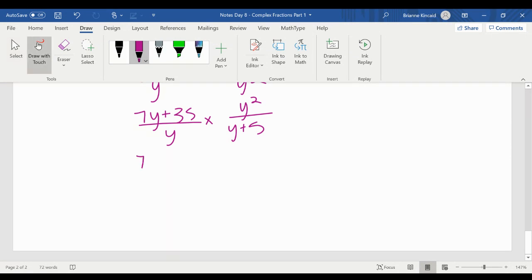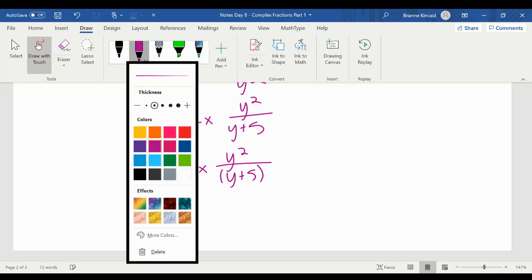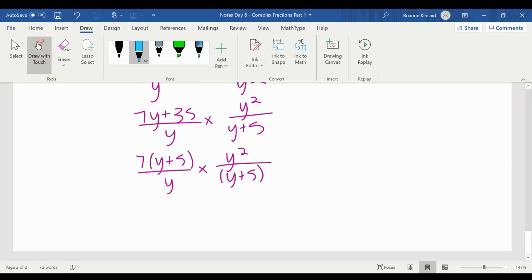when it's factored. 7y plus 35, I can factor out a 7. That's my GCF, and I'm looking at the y plus 5. The second fraction, nothing can factor. I'm going to put the y plus 5 in parentheses. And I'm going to eliminate where I can. Everything's factored. It basically becomes one giant fraction. I can cross out y plus 5 with y plus 5. And I can eliminate the y in the denominator with one of the y's in the numerator. You're left with 7y in the numerator.